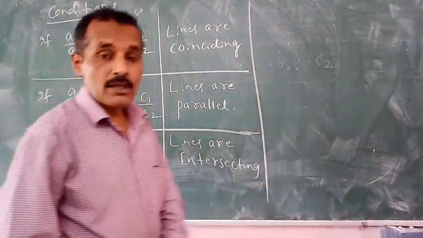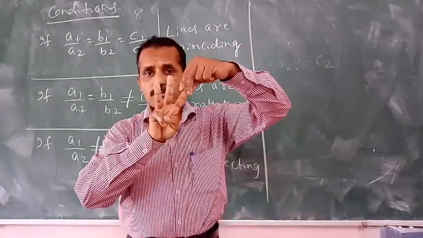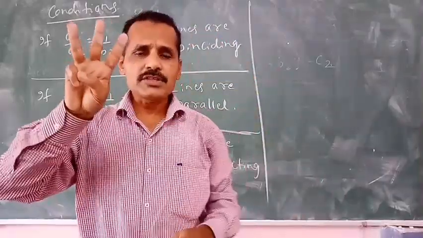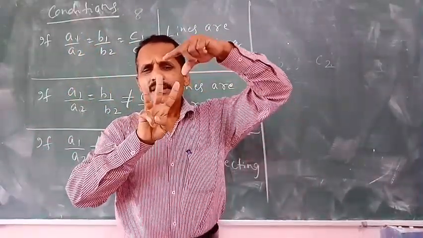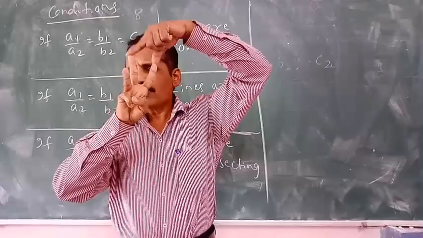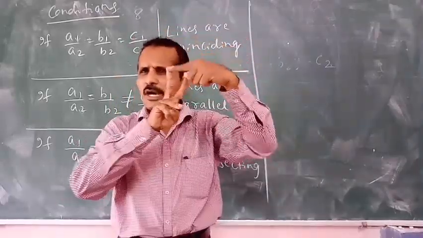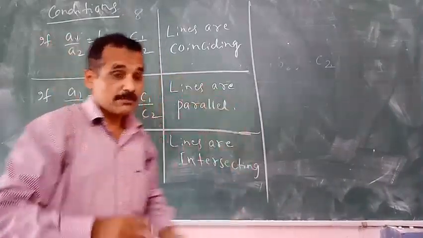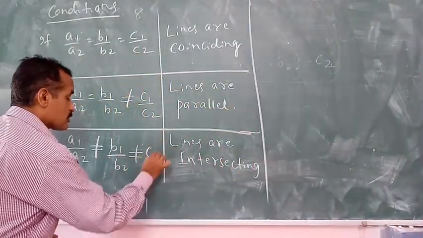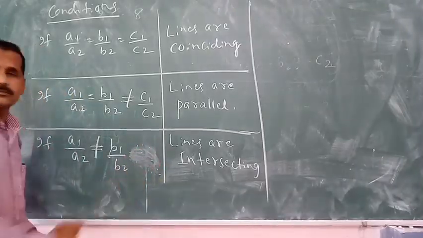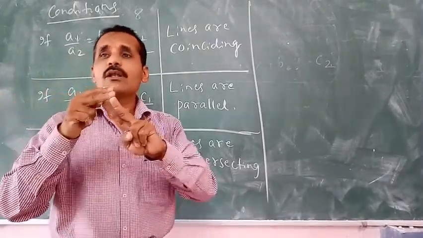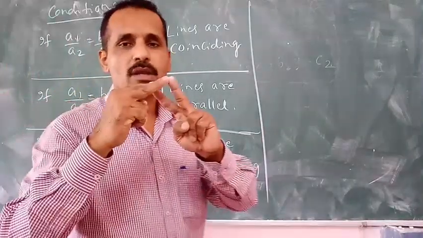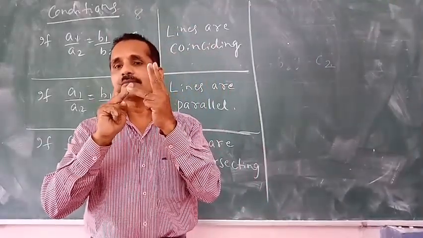Listen very carefully. See, a1 by a2, b1 by b2, c1 by c2, these are the three things. If the first two are not equal, then there is no need to see the third one. Some students make a mistake and write not equal to c1 by c2. That is totally wrong. When the first two are not equal, no need to see the third one.